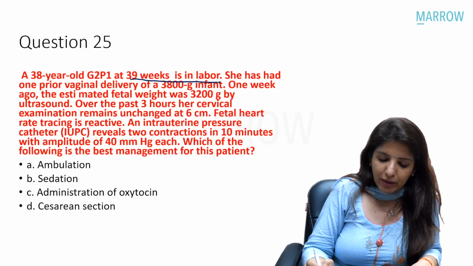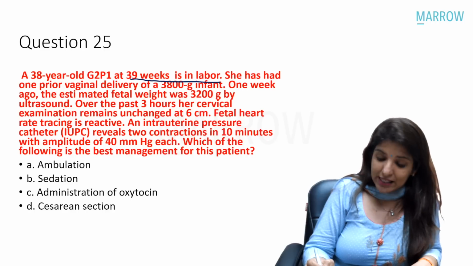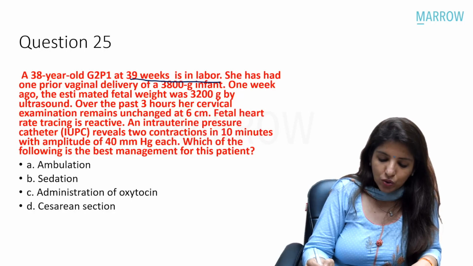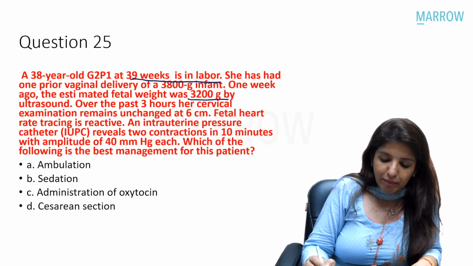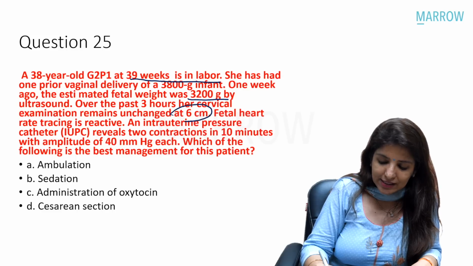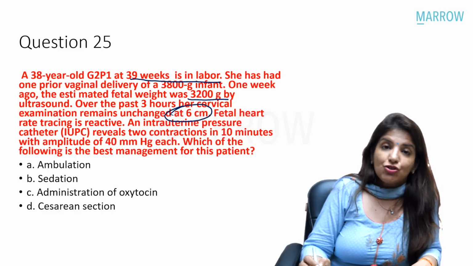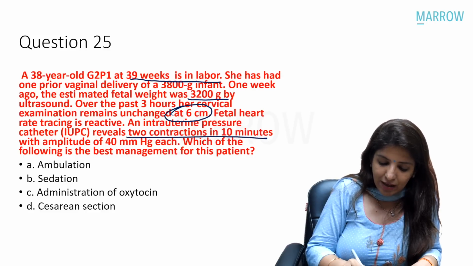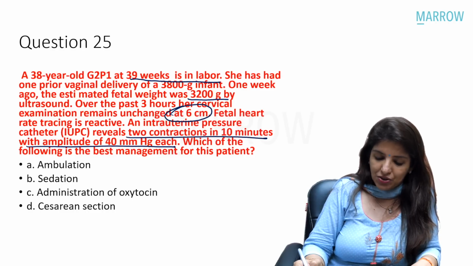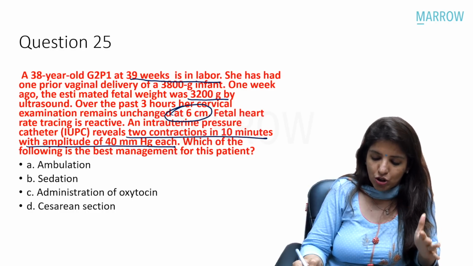She has had one prior vaginal delivery of a 3.8 kg infant. One week ago, the estimated fetal weight was 3.2 kg by ultrasound. Over the past 3 hours, her cervical examination remains unchanged at 6 centimeters. Fetal heart rate tracing is reactive, and the intrauterine pressure catheter reveals 2 contractions in 10 minutes with an amplitude of 40 millimeters each. Which of these is the best management for the patient?